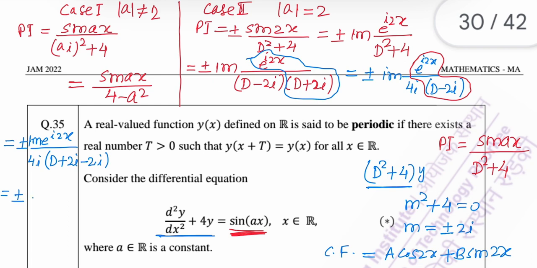So plus minus imaginary part of e to the power i 2x into 1 by 4i, 1 by D into 1. It means that we have to integrate 1. So here will be plus minus Im e to the power i 2x by 4i, and 1 by D into 1 will be x.